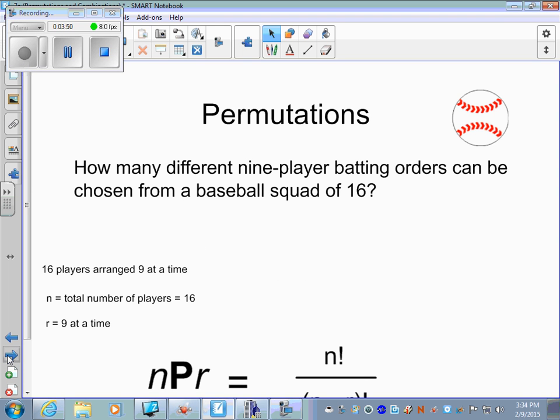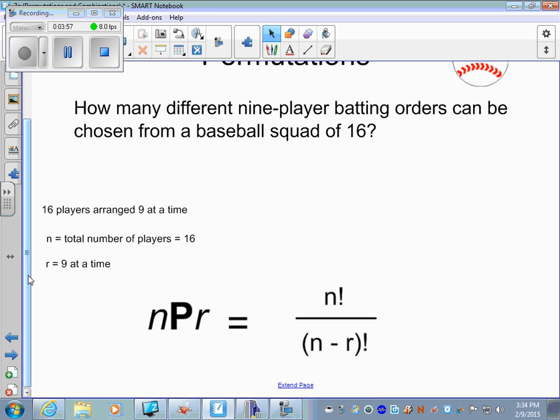First one: how many different 9-player batting orders can be chosen from a baseball squad of 16? Now, in baseball the order matters. If you're batting first or batting last, it matters. So there are 16 total people, so your N equals 16. And then there are 9 at a time, so in the calculator you're going to do 16 P, and you're choosing 9.